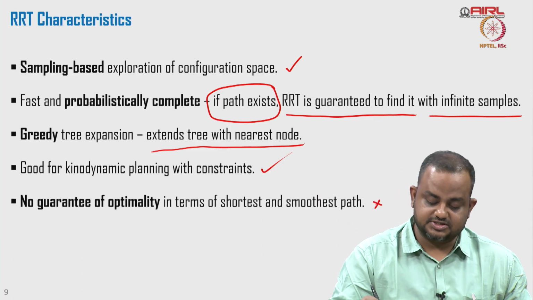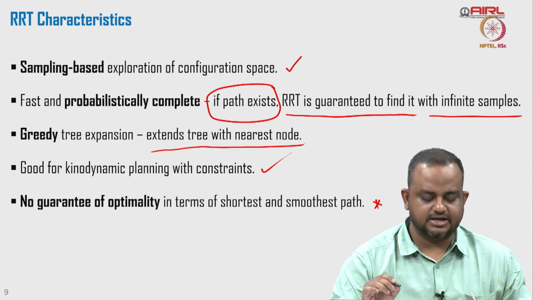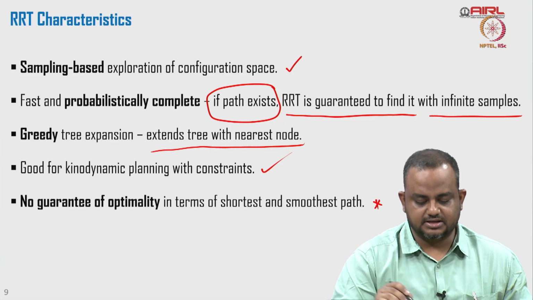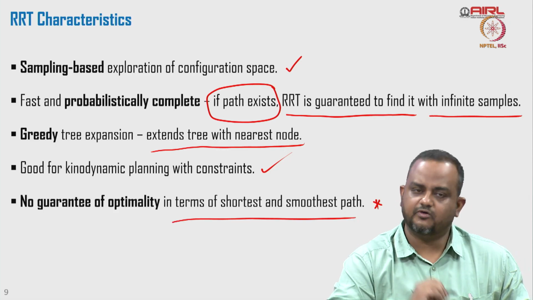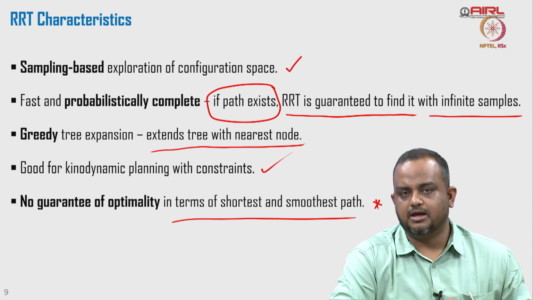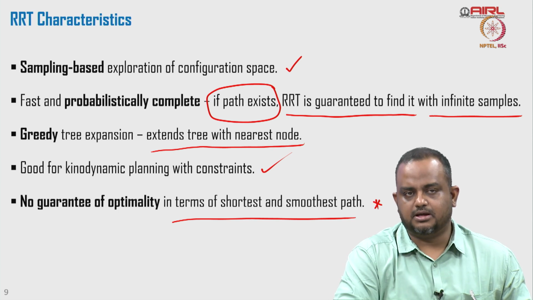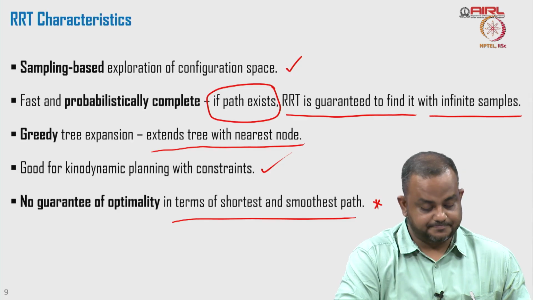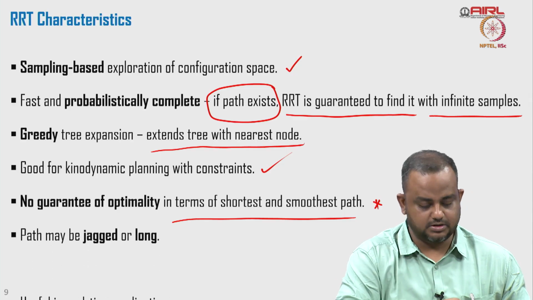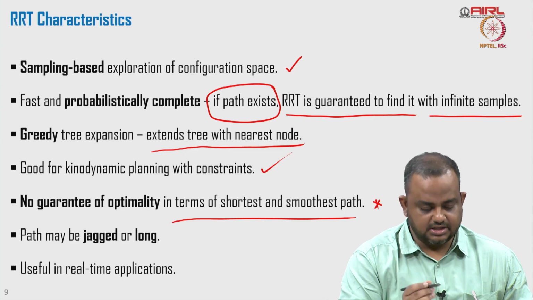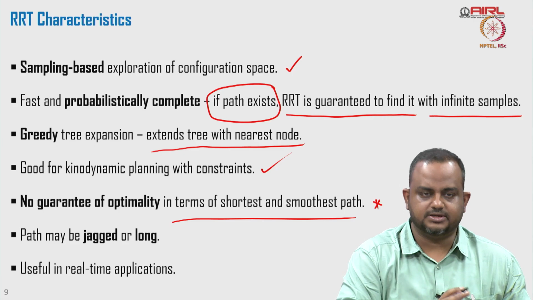So, what I was telling here comes directly: no guarantee of optimality can be claimed here in terms of shortest or smoothest path. For that we might need some different improvements in the RRT algorithm, which will be coming in the later half of this lecture. Another thing is that the path may be jagged or long, but it is useful for real time applications, more useful when compared to the A star algorithm.